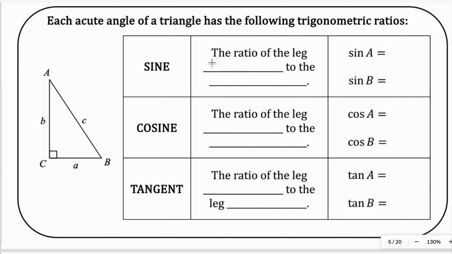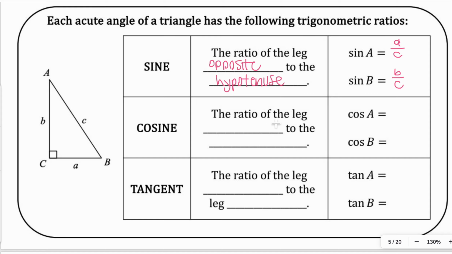So sine, cosine, and tangent are the three trigonometric ratios. The ratio of the leg opposite to the hypotenuse is how we find sine. So the sine of A is opposite of A, which is letter A, and the hypotenuse is letter C, so A over C. If I wanted to find the sine of B, that would be opposite of B, which is B, to the hypotenuse, C. So B over C.